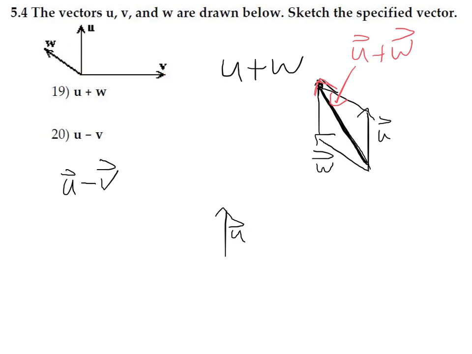If we do v, this is positive v. Negative v would be going this other direction, the opposite direction, but the same length. So here we are at the end of u, and then we do a negative v, and we end up here. This would be u minus v.